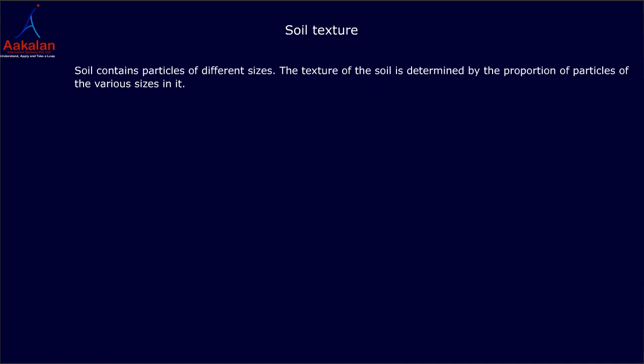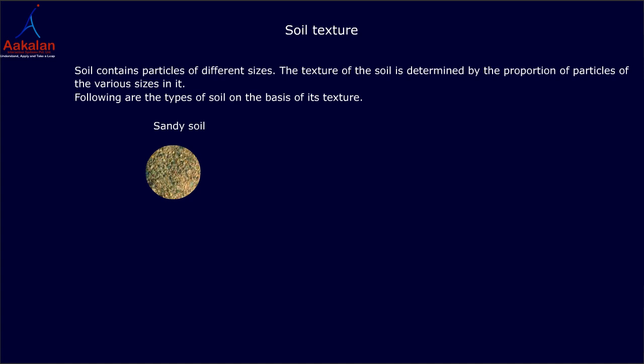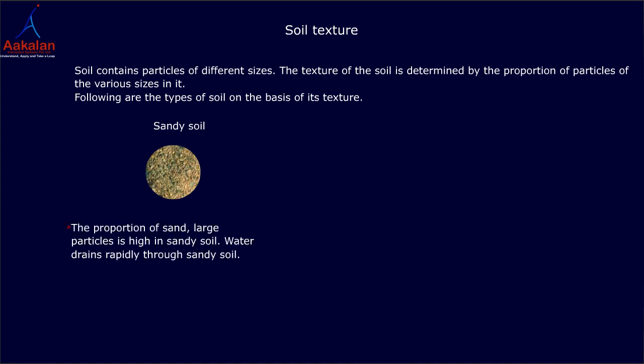Soil texture. Soil contains particles of different sizes. The texture of the soil is determined by the proportion of particles of the various sizes in it. Following are the types of soil on the basis of its texture. The first type is the sandy soil. The proportion of sand, that is, large particles, is high in sandy soil.